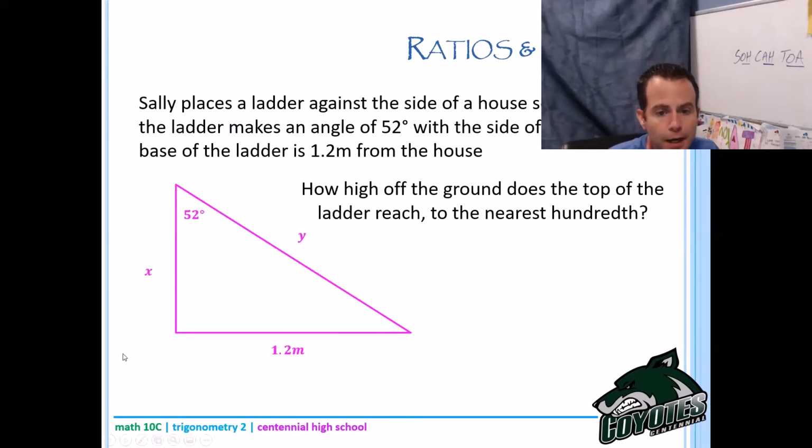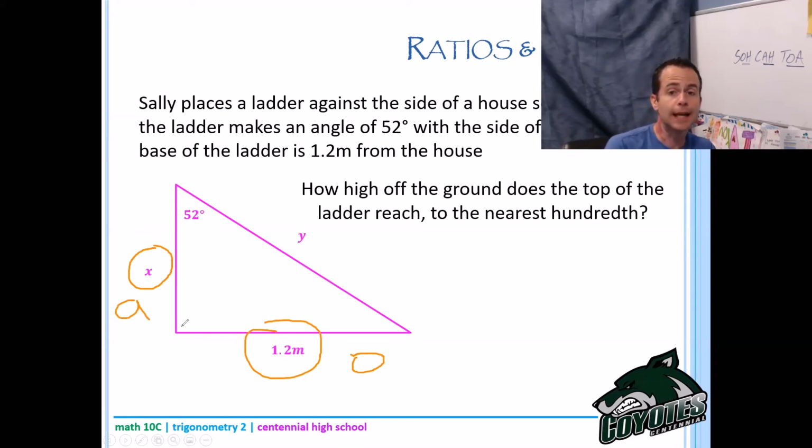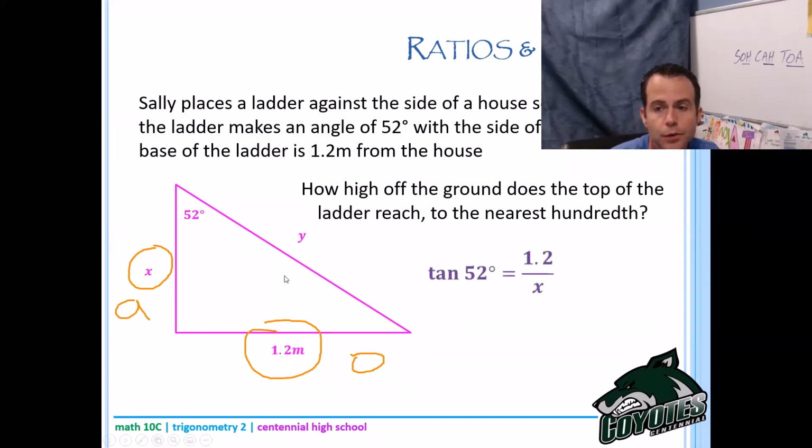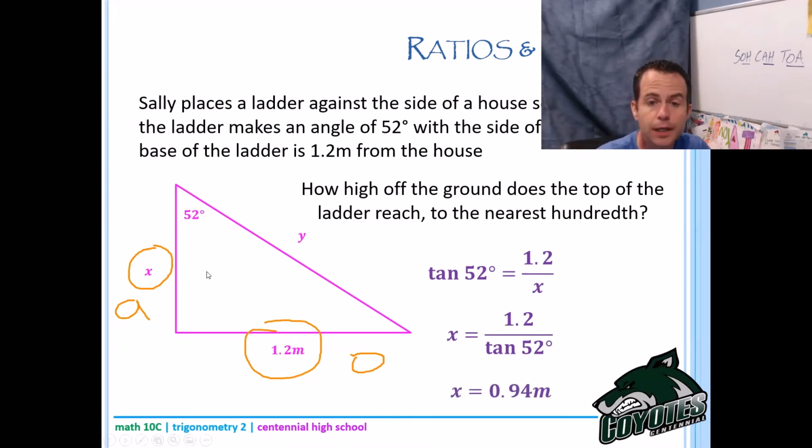So if I'm solving for X right now, I've got this guy and this guy that I'm dealing with. Well, 52 is right there. This guy would be my opposite. This guy would be my adjacent. So I'm going to need to use the tangent ratio for this guy. So I go tan of 52 is 1.2 over x. Now I need to get rid of the division by x, so I will multiply both sides by x and then divide both sides by the tan of 52. So 1.2 divided by the tan of 52 is 0.94 meters. Okay, so the ladder reaches 0.94 meters off the ground when it hits the house.